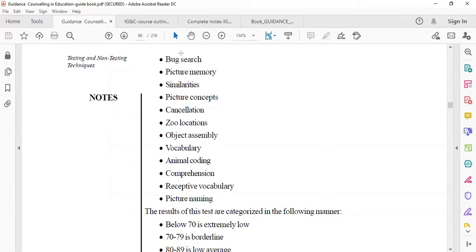Likewise, this test includes different types of activities. These activities include bug search, picture memory, similarities, picture concept, cancellation, zoo locations, object assembly, vocabulary, animal coding, comprehension. Just like when you were a child, you have seen that a picture is given in a newspaper and they ask about the difference. Two pictures are given to a child, and they are asked what is the difference between the two pictures.